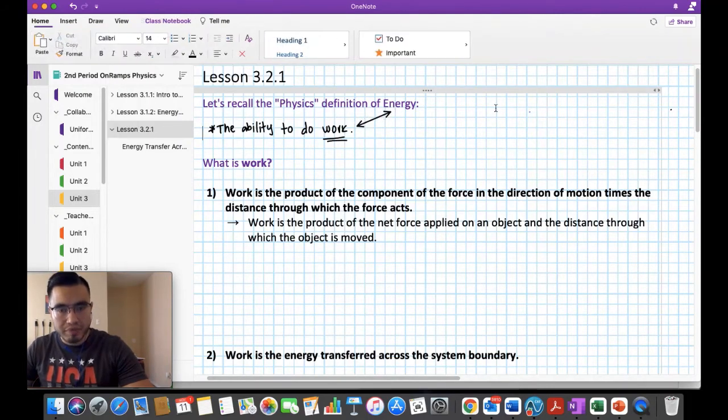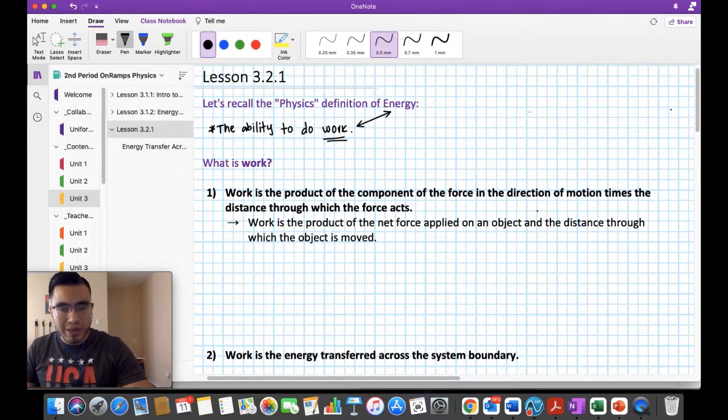We'll see how. We're going to use two definitions for our class. The first one says work is the product of the component of the force in the direction of motion times the distance through which the force acts. That sounds somewhat dense and complex, and there is a slightly not as complicated definition, which is work is the product of the net force applied on an object and the distance through which the object is moved.